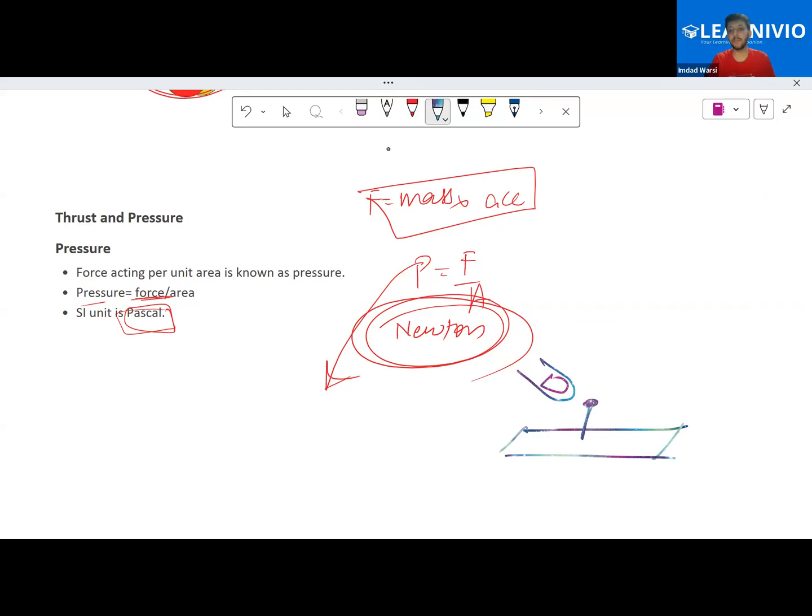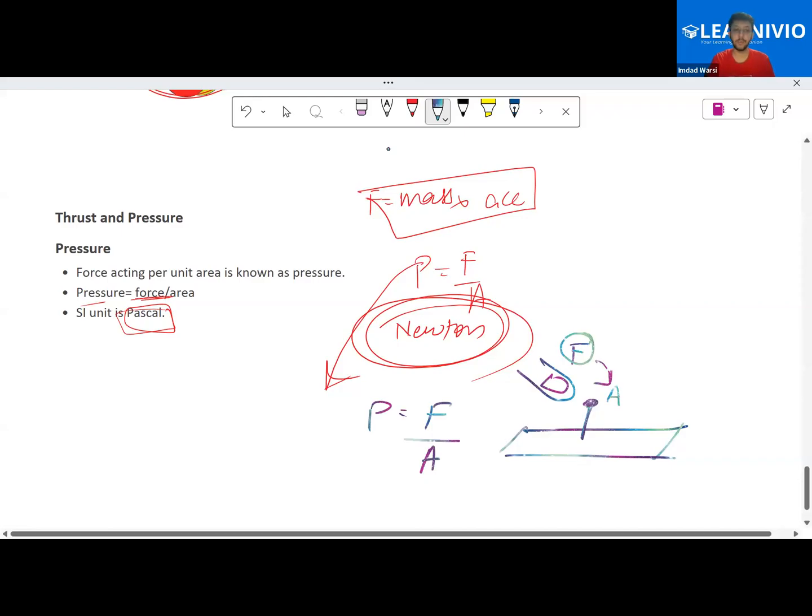So okay, now let's see. Look here. This thumb has a certain force F, and the head of the nail will have some area, right? And the force which you apply on this area is called pressure. So we say pressure is equal to force we apply upon area. This is the definition: force acting per unit area is known as pressure. So pressure is also force upon area. And the SI unit of pressure is Pascal.